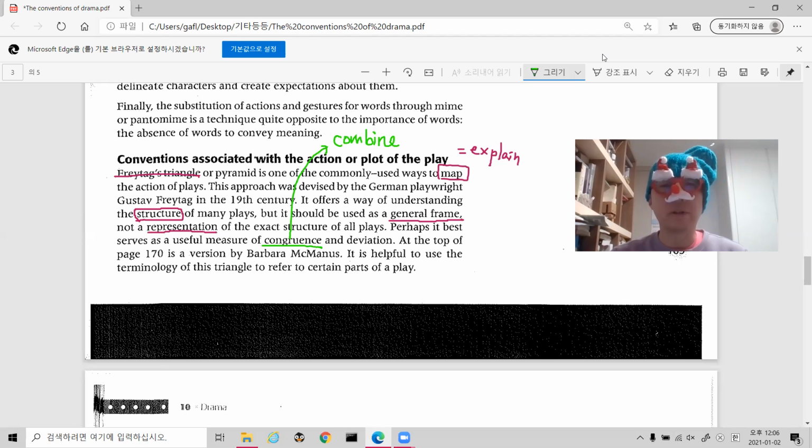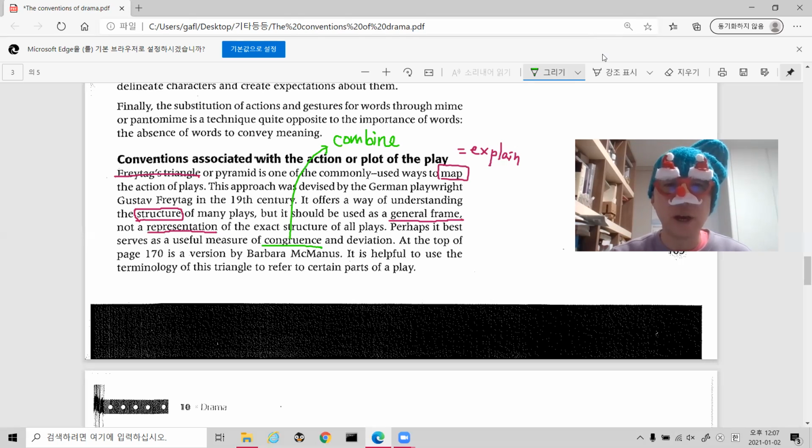You combine everything. So when you understand Twelfth Night, you can use Freytag's triangle plus other devices, other literary techniques, to understand Twelfth Night. You cannot use only Freytag's triangle to understand Twelfth Night. You have to combine this triangle with other literary techniques in order to understand the entire play.